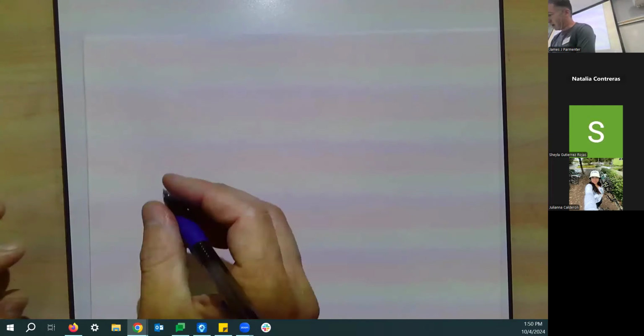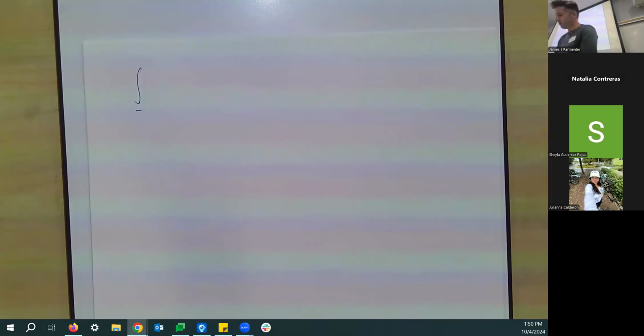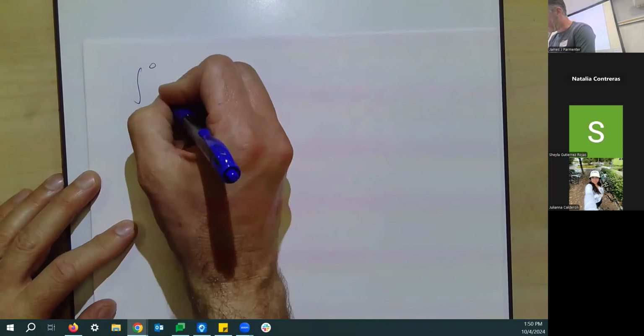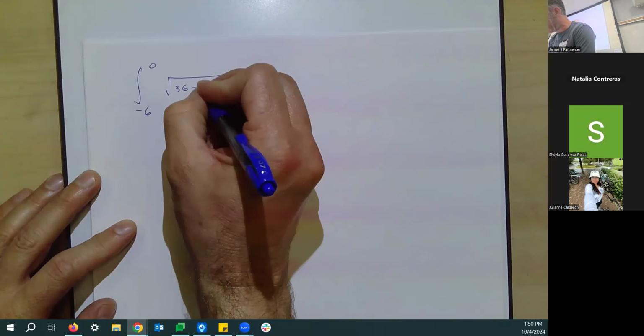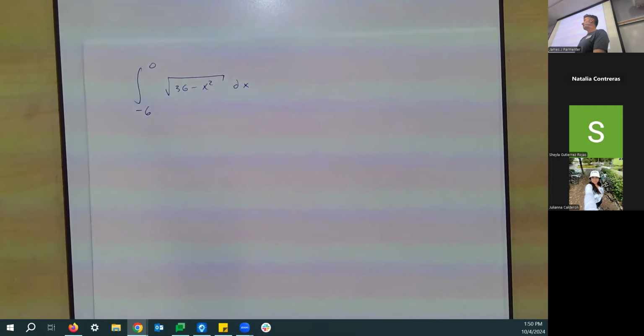Let's say you want to find this. The integral from negative 6 to 0 of the square root of 36 minus x squared. This function can be anti-differentiated. We will not learn how to do it. There's a method of integration called trig substitution that's required to do this. We don't learn that in this class. And we don't need to learn that to be able to do this integral.